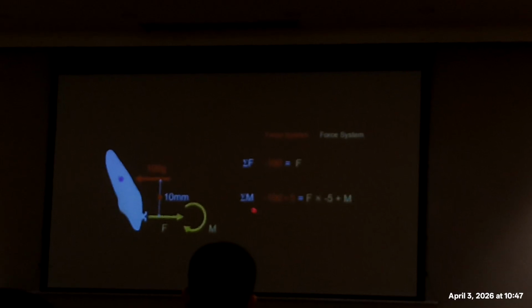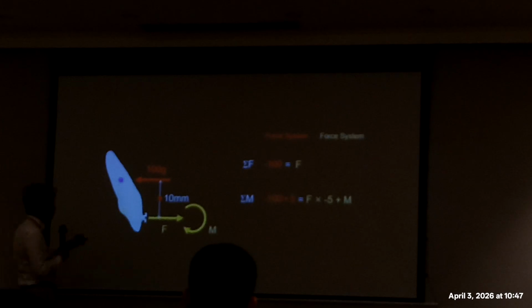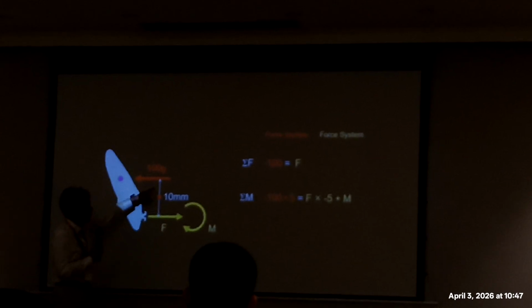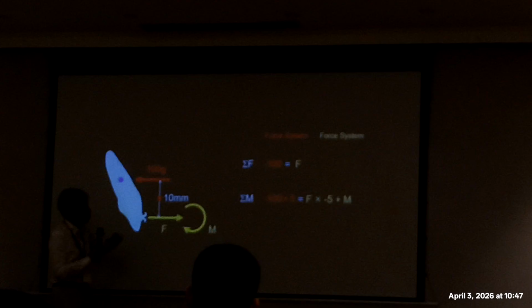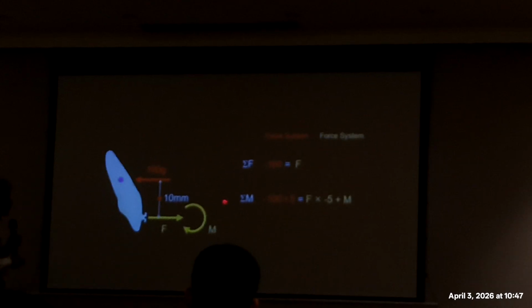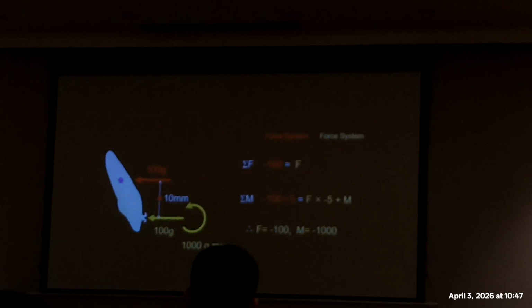Okay, and the moment on the red force system, calculated from the point over here, is 5 millimeter each. So the red one gives you the counterclockwise direction of 500. And the yellow one gives you minus 5 times F plus M. So we solve these equations. So we can say that the force is 100 and the moment is minus 1000. So this is what the moment to force ratio is.